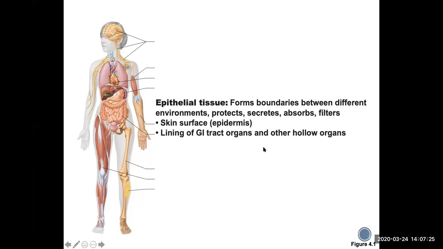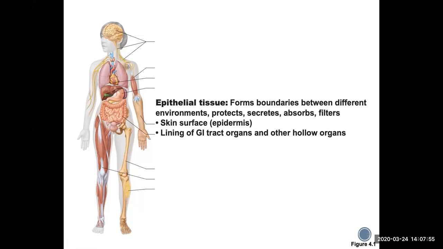The functions of epithelial tissue include obviously protecting us from the external environment, as well as secreting things. So your skin, of course, secretes oil. Your digestive tract is going to secrete digestive enzymes and bile and stuff like that. It also is going to absorb. Your skin absorbs moisture. Your digestive tract absorbs nutrients and water. And then, of course, filtering as well.